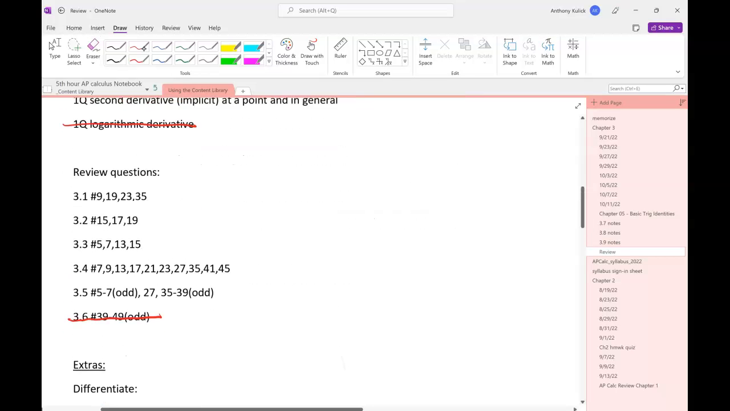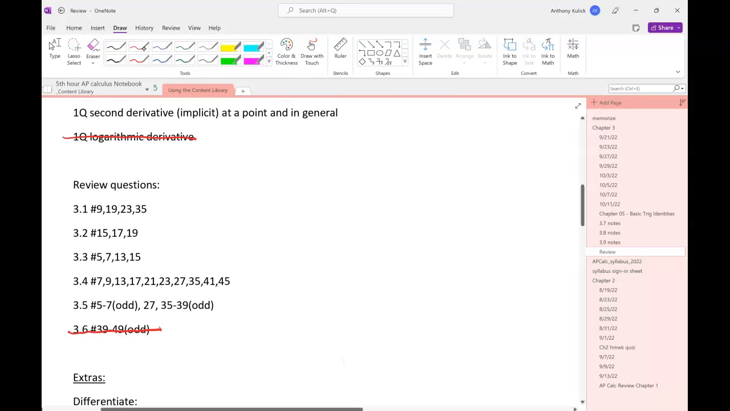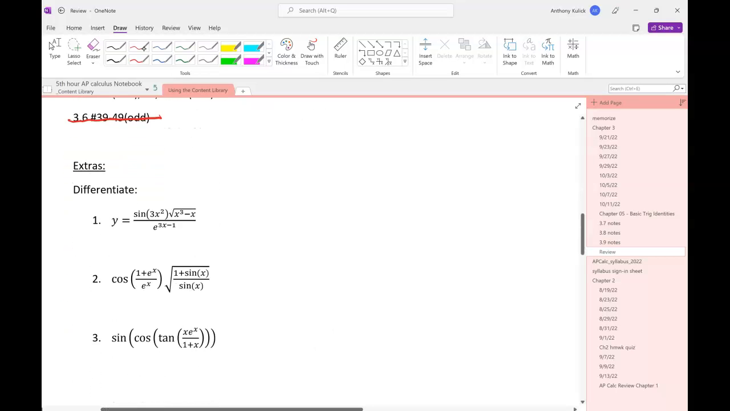And then I have some review questions that I picked out that I thought would be good, similar to what I was looking at when I looked at the test questions. So these are all problems you have done. And then I have some extra, like, here's some nasty derivatives.